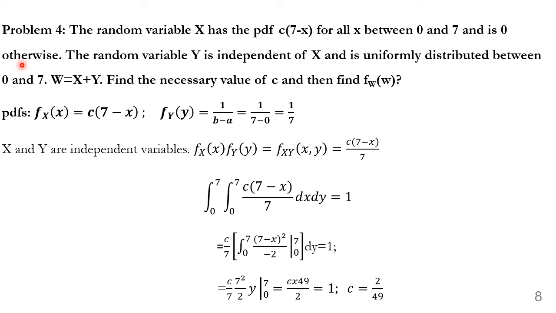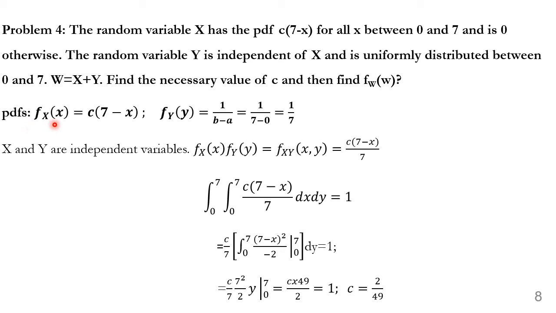Let us begin the fourth problem. The random variable X has the PDF of c into 7 minus x for all values of x varying between 0 to 7 and is 0 otherwise. The random variable Y is independent of X and is uniformly distributed between 0 and 7. We have a third random variable W, which is the sum of the two random variables X and Y. We need to find the necessary value of c and then find fw of w.